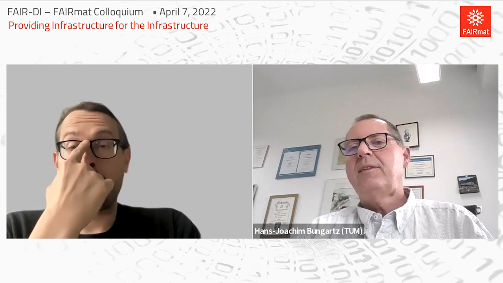In FAIRmat, they did it in a much more central way than other NFDI consortia I know. It has the advantage that you really can operate with a critical mass. It also has the chance that the university where it is now residing to a big extent, in this case Humboldt University, will also take over some responsibility for the sustainability. So there could be also a positive effect.